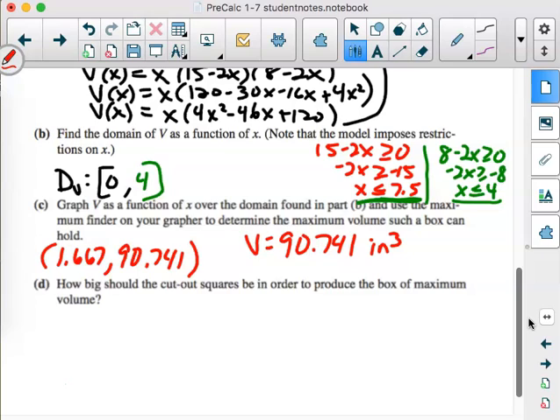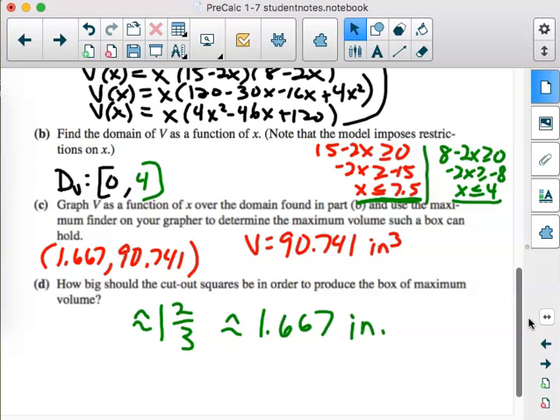And then D says, how big should the cutout squares be in order to produce that box of maximum volume? And that's what we found with our X. So it's approximately 1 2/3, or you could say approximately 1.667. On the machines, they're probably going to use 1.667 and try to get as close as they possibly can. And that is inches.